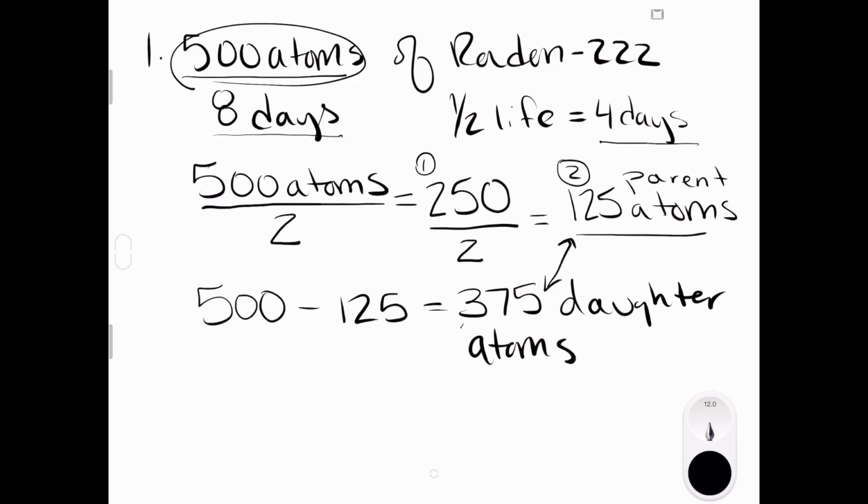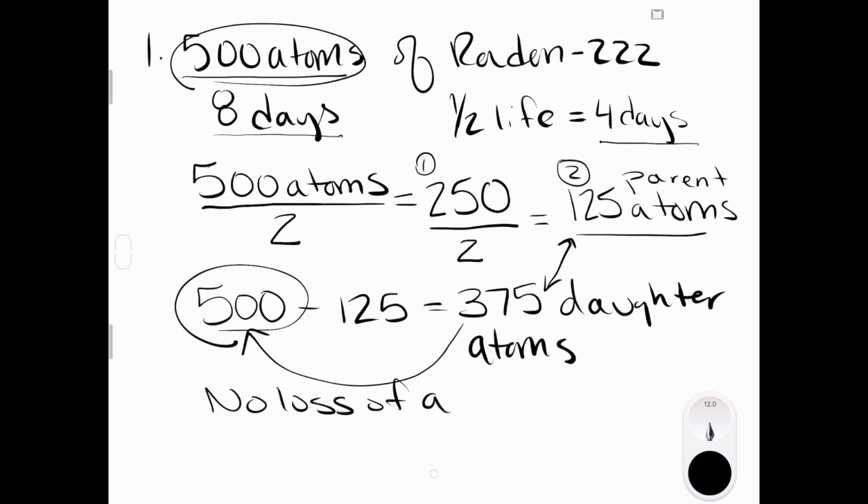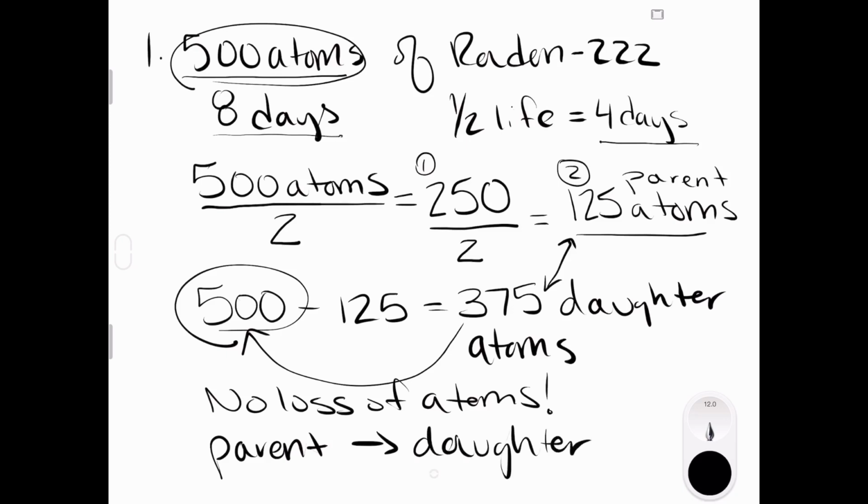And these two numbers here have to equal the original amount of atoms we had in the sample. There is no loss of atoms in the system. Okay, so we're not losing atoms. Our parent atoms are simply decaying to daughter products. So your daughter and your parent atom answers need to equal the original. Okay, so let's move on to number 2.